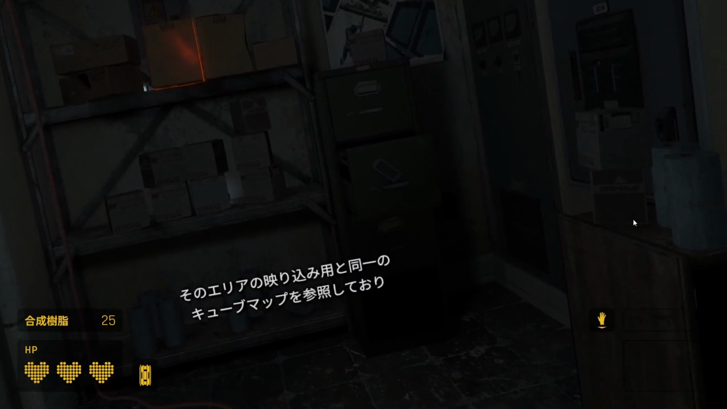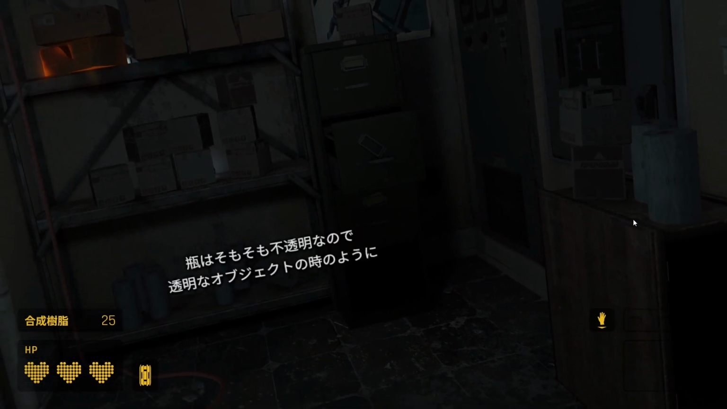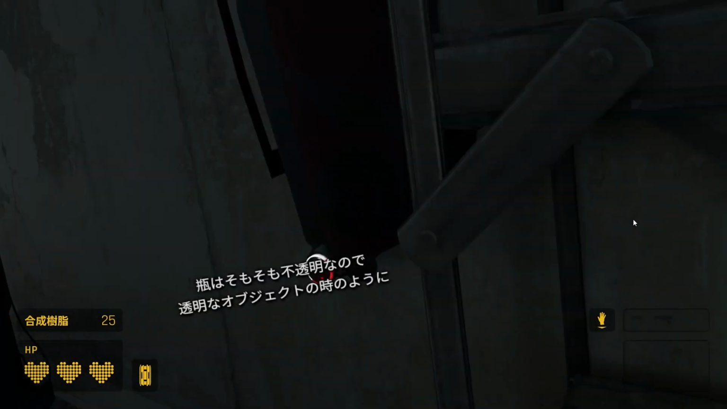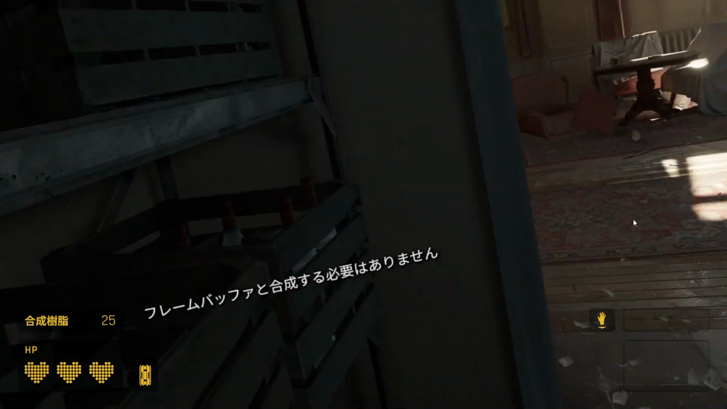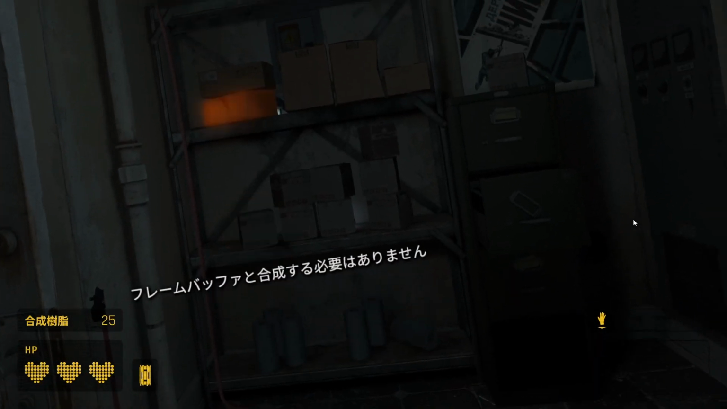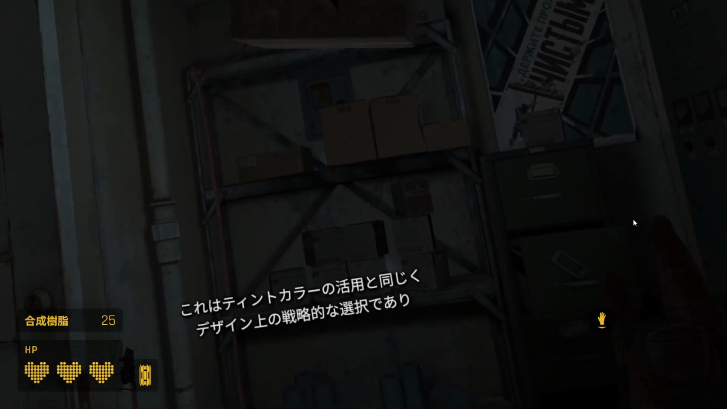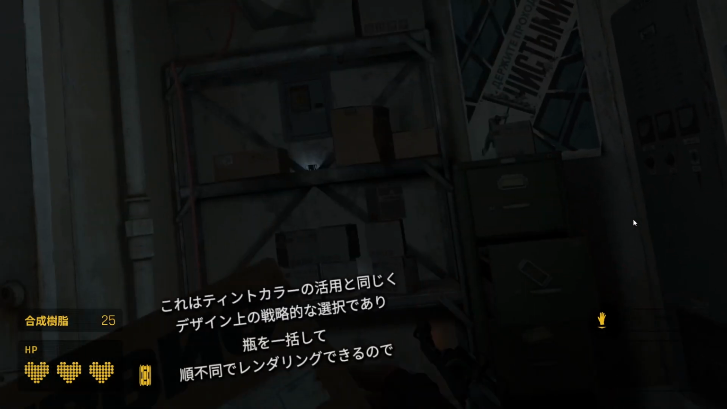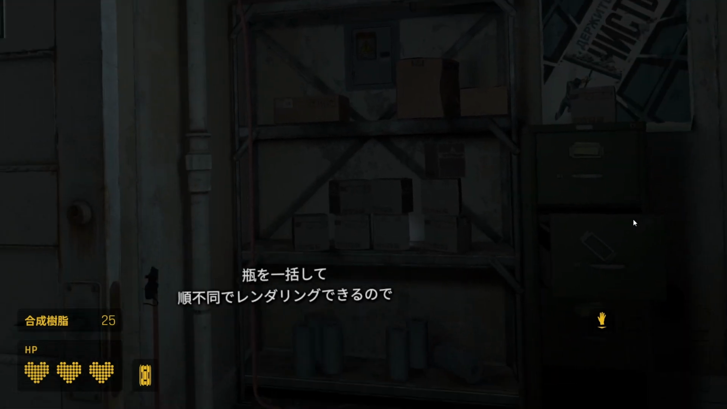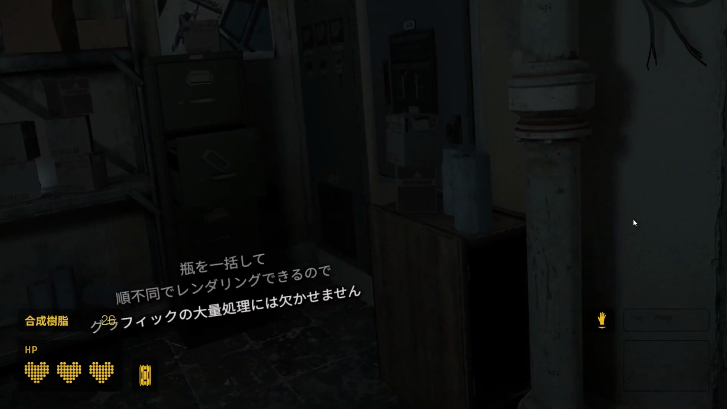The refracted environment seen through the glass and liquid is sampled from the same cubic environment map of the local area that's used for reflections, and so the bottles are effectively opaque and do not have to blend with the frame buffer in the way that transparent objects normally do. This was a strategic design choice, as along with storing the physics data in the tint colour, it means that the bottles can be rendered together as a batch in arbitrary order, which is critical for graphics throughput.